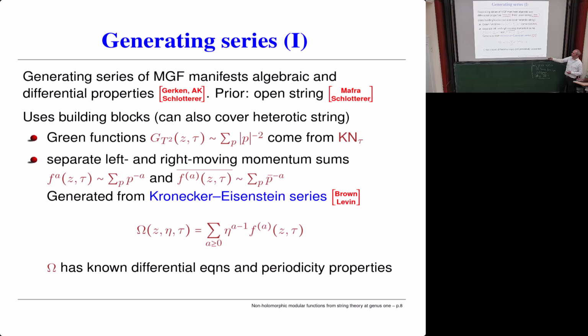And because this f^(a) here is nothing but the sum over 1 over p to some power, at least for large enough a when this converges, this is exactly the kind of thing that goes into the modular graph form. So you can use these together with the Green function to generate all possible modular graph forms that you want. And this is what we put into this generating series.